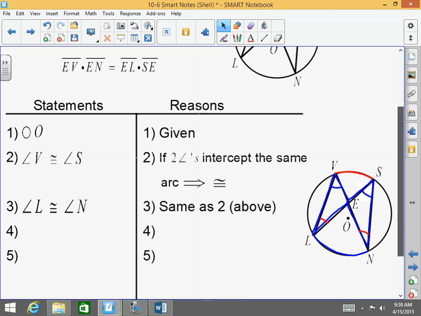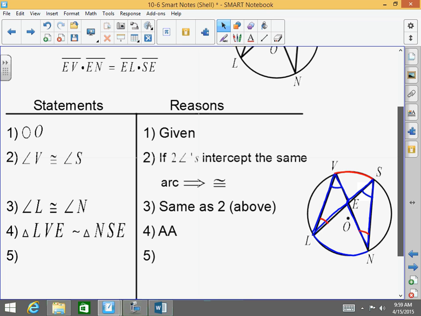You guys are doing great. I love it. Thank you. Well done, my brother. Now we're going to prove one part of the proof. Triangle LVE is similar to triangle NSE because of angle. Very well done, sir. Very well done.